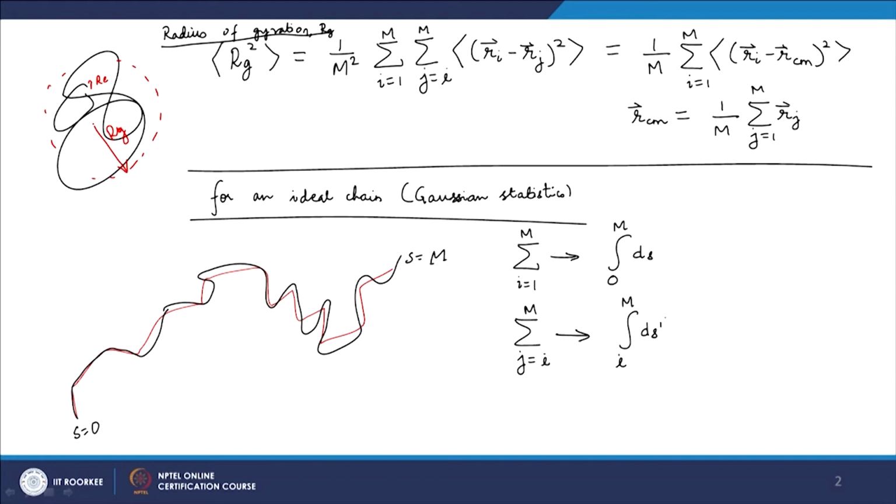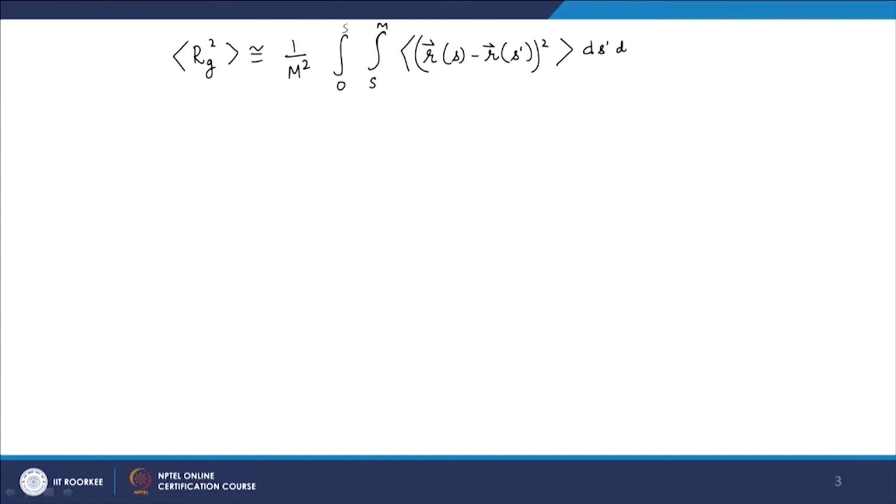Okay. And if I now use these two relations in the earlier formula that we have derived, what I will get, I will show on the next slide, is Rg square, which should be an approximation: 1 by m square, integral from 0 to s, I am sorry, it is 0 to m, and then another integration from s to m, of r of s minus r of s prime, whole squared, integrated over ds prime and ds.